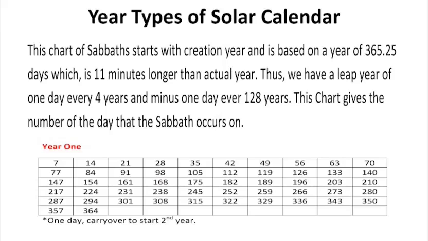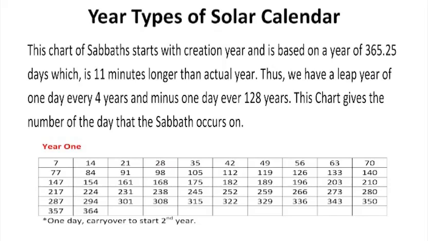The year that we're using here, the solar year, is based on 365 and a quarter days. But it's important that we recognize that it isn't quite 365 and a quarter. The quarter is 11 minutes longer than the actual year. The actual year is 11 minutes short of that time.